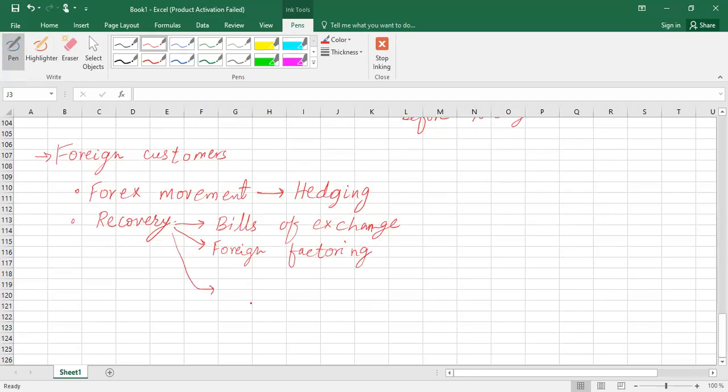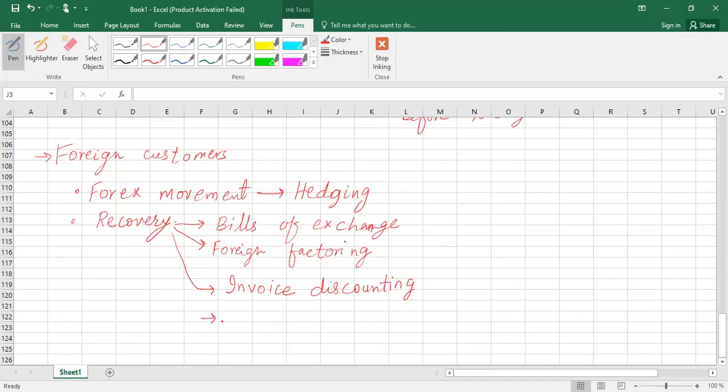Apart from this, you can use what? You can use invoice discounting, where you are certain that you will be able to recover from your customer within due time and your customer's credit rating is high enough along with your credit rating, so your bank is ready to provide you a loan. And you can do what?